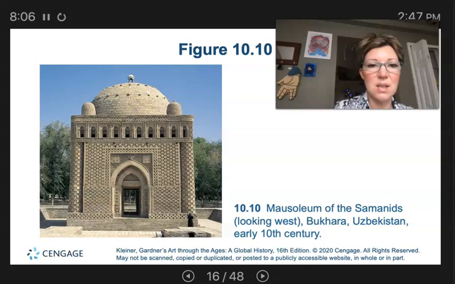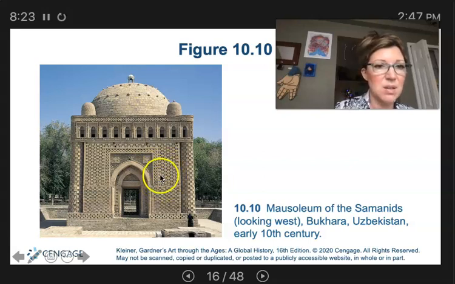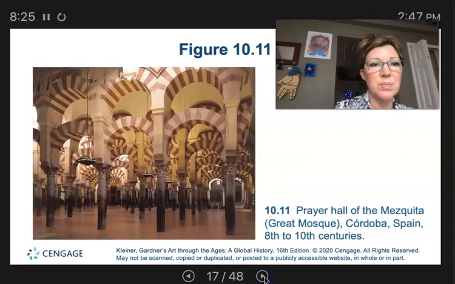This is the Mausoleum of the Samanids from Bukhara. This is a dome on cube type of structure, so we've seen those before. Shaped bricks form the decoration of the Mausoleum of the Samanids. So those are points to remember.